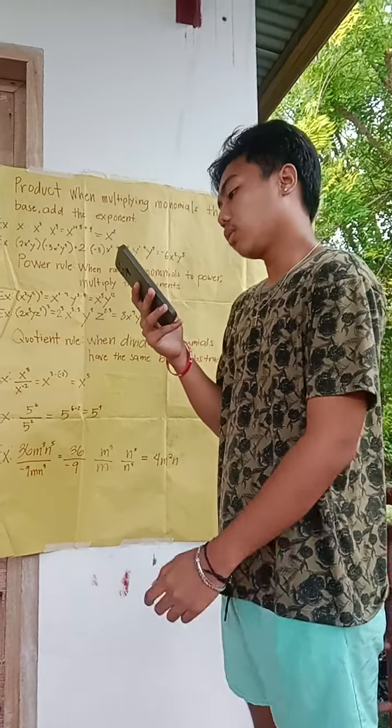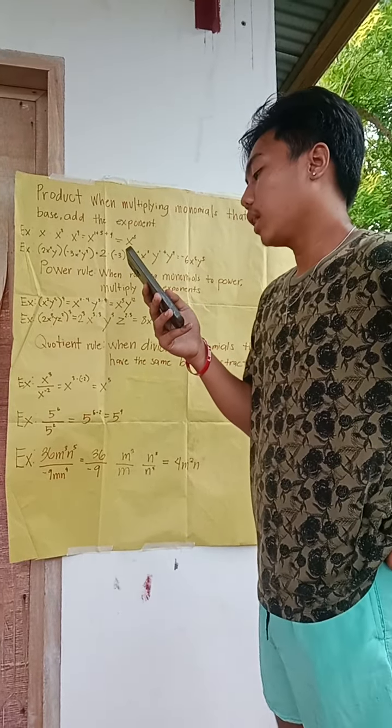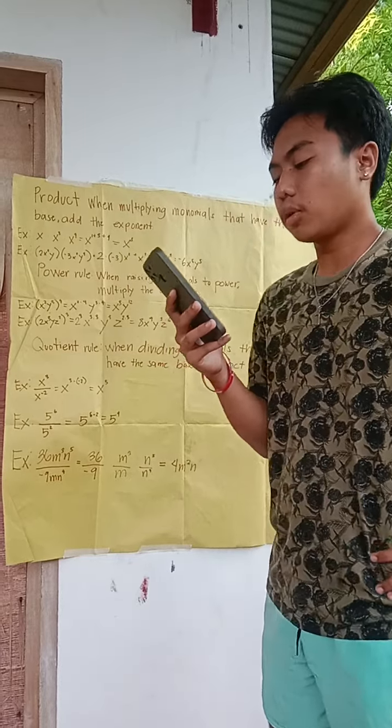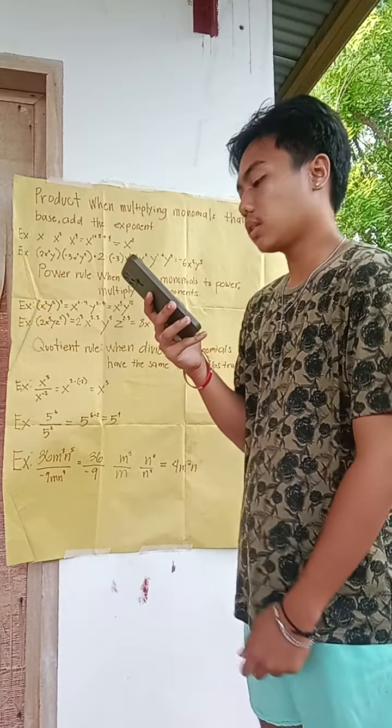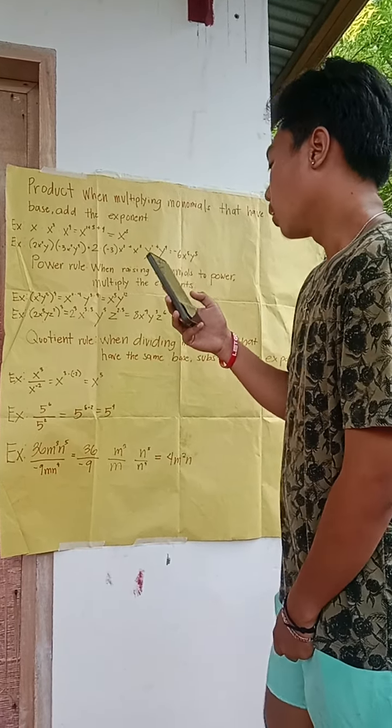Now, the last exponent rule on the list is the quotient rule. The quotient rule states that when dividing monomials that have the same base, subtract the exponent. So instead of multiplying or adding the exponent, we instead subtract them. Here's the shown formula for the quotient rule.